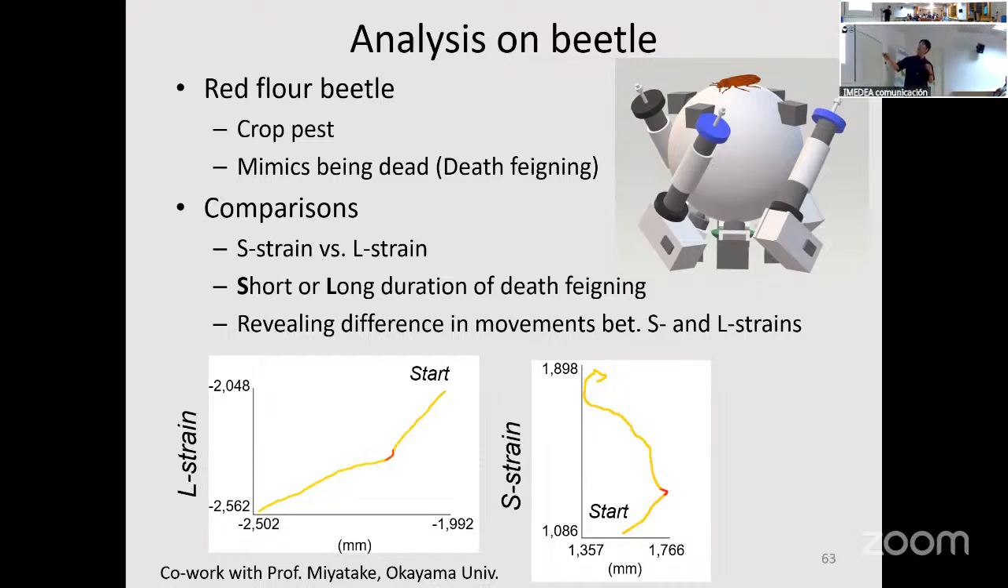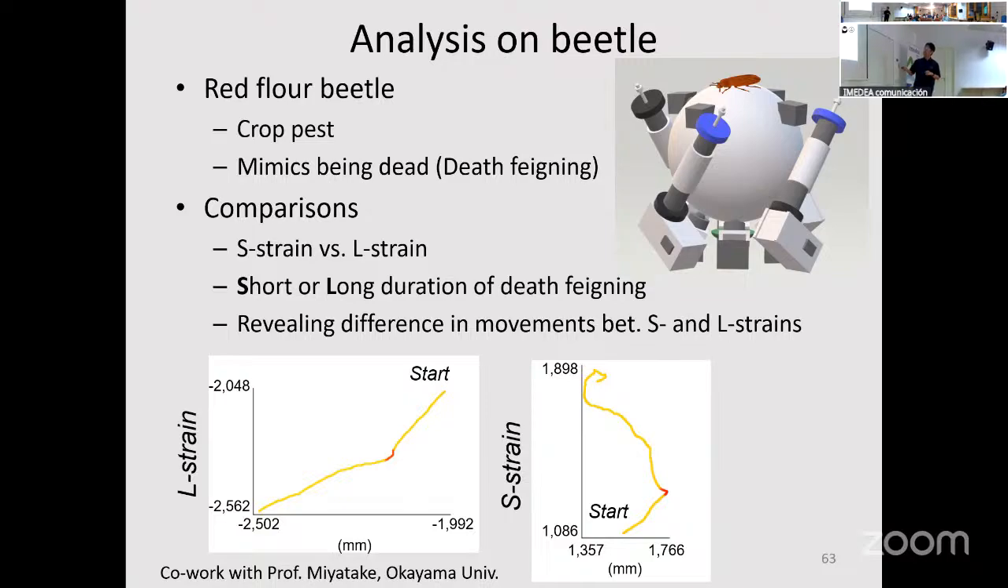S means a short duration of this feigning. So it does not usually perform this feigning; the duration is very short. And L strain means a long duration of this feigning, so it usually performs this feigning. And so the goal is to find the difference in movements between them.